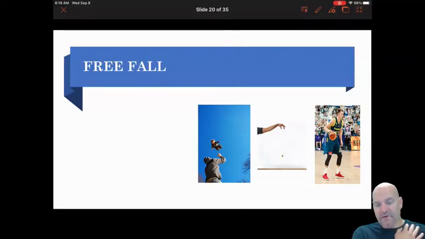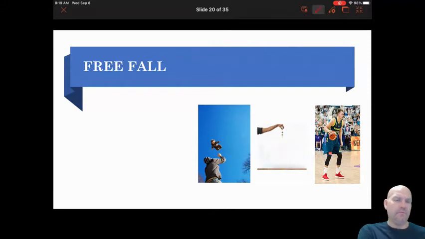Okay, so free fall is going to start our transition from one-dimensional motion to two-dimensional motion, because in two-dimensional motion, the vertical motion resembles free fall.